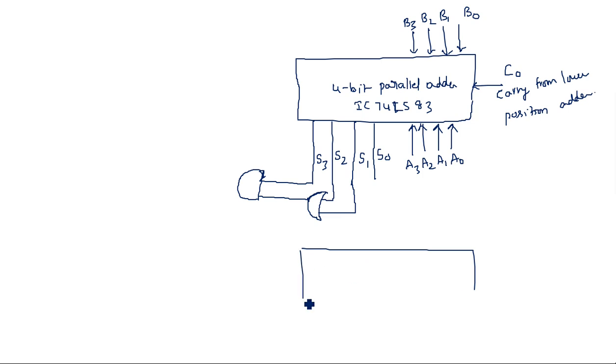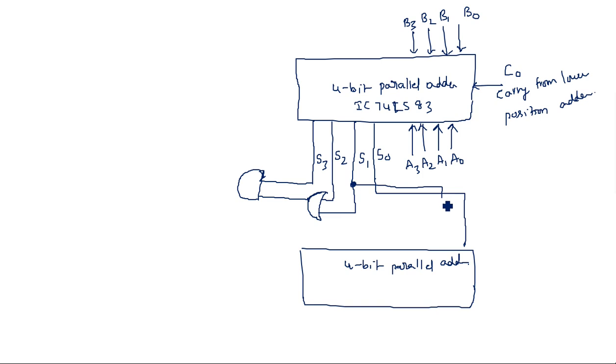At the same time, we need to give these S0, S1, S2, S3 to the next 4-bit parallel adder. So this is S0, S1, S2, S3. So we are adding to the next stage. And here the input carry C0 is 0, because this carry has no significance in our addition. That's why it is simply 0.